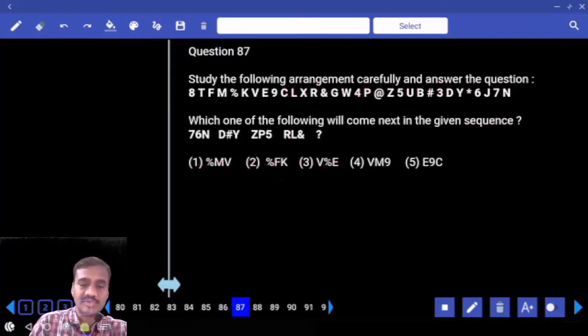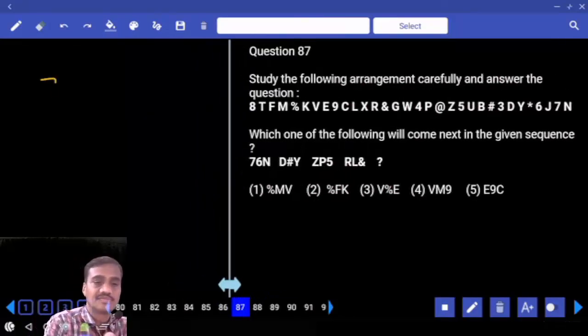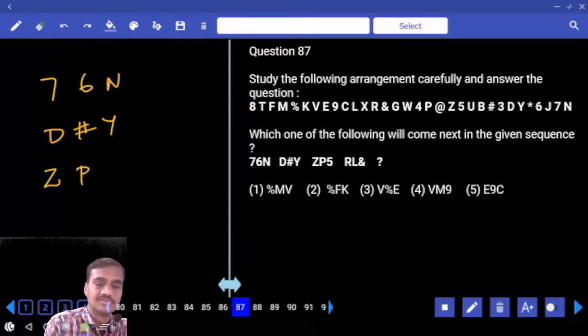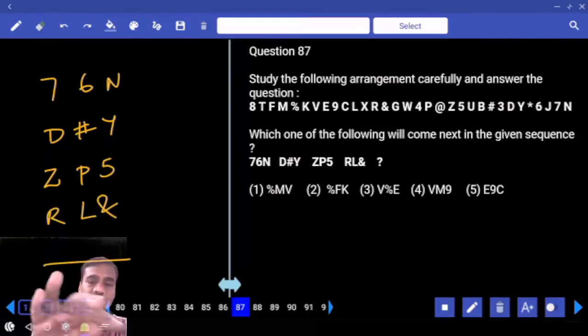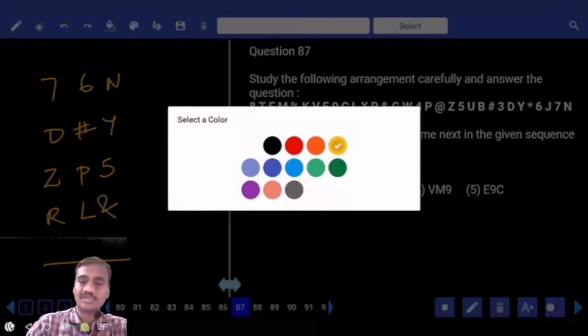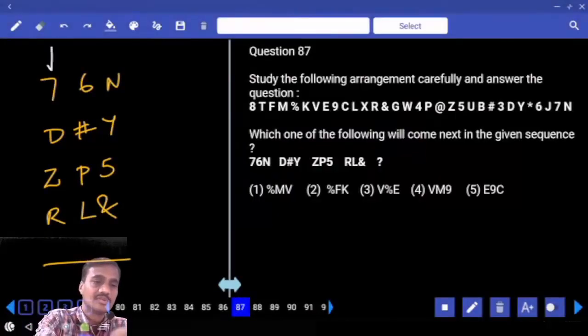And 87, it is based on series 7, 6n, D hash Y, 7, 6n, D hash Y, ZP5, ZP5, RL end, RL end. Then what should be the next term? Then check out the first element we have. Check the first element. Then check out the relation among the first elements in each of the terms.